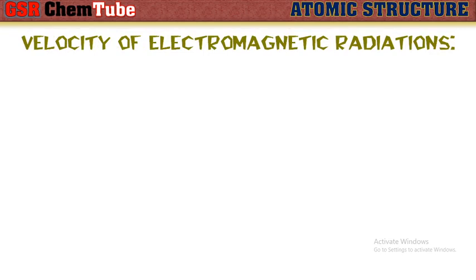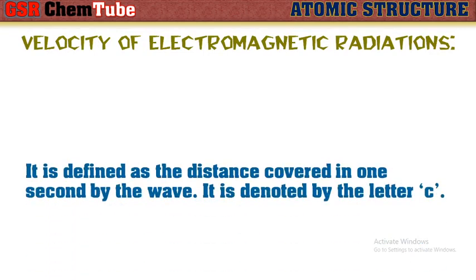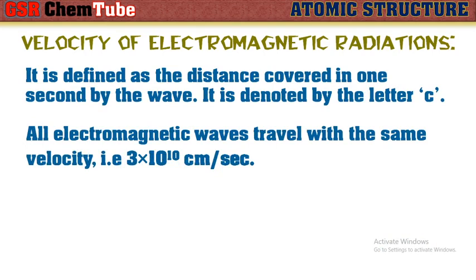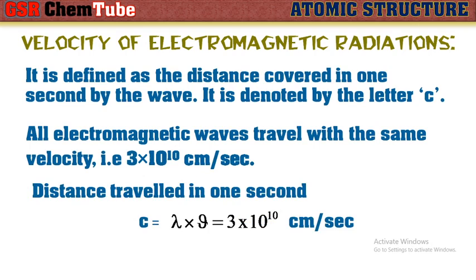Next property, velocity of electromagnetic radiations. It is defined as the distance covered in 1 second by the wave. It is denoted by the letter C. All the electromagnetic radiations travel with the same velocity. Just like light radiation, they travel with 3 into 10 to the power of 10 centimeters per second velocity. So C is equal to 3 into 10 to the power of 10 centimeters per second. This also can be written as 3 into 10 to the power of 8 meters per second.